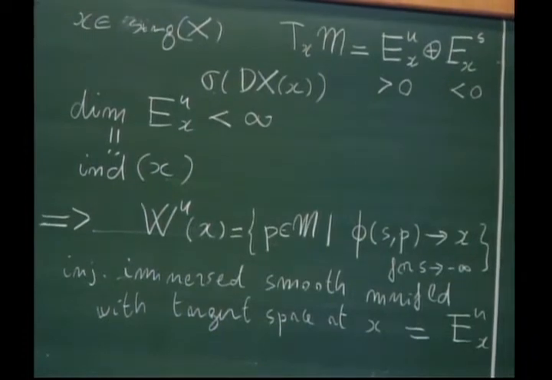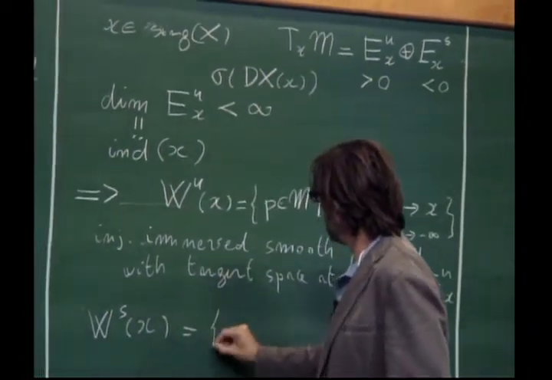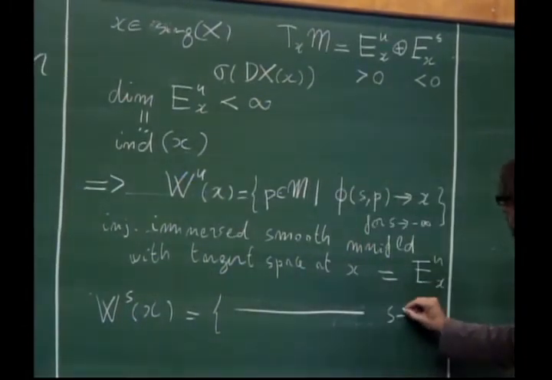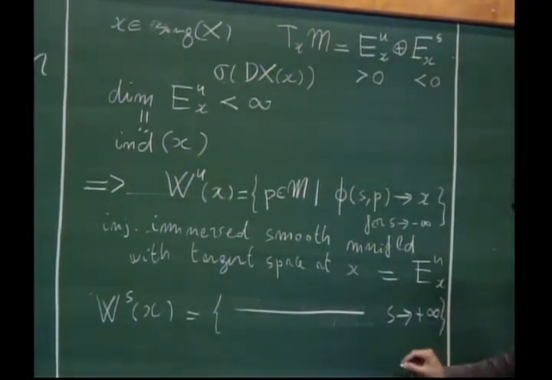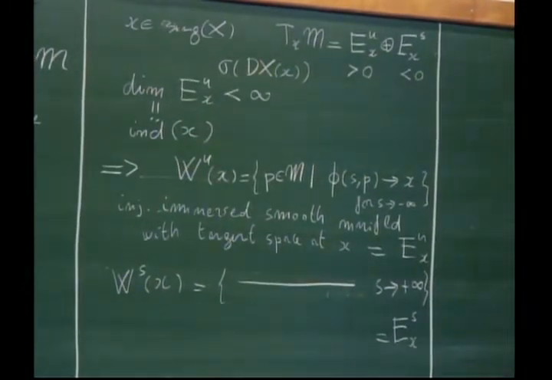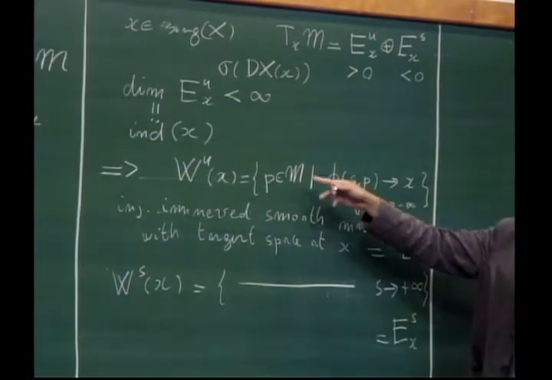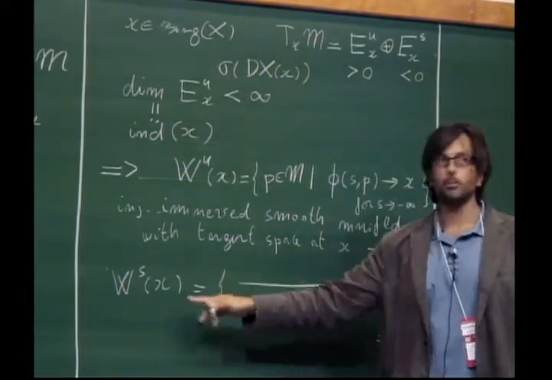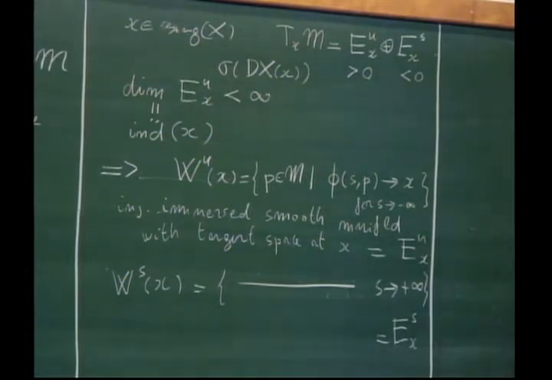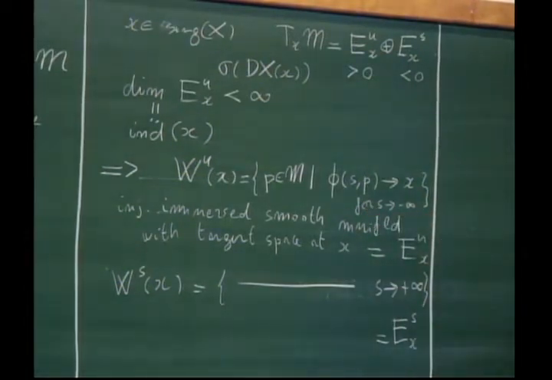And the same is true for the stable manifold, where the definition is the same, but s goes to positive infinity. And here you get that the tangent space is the stable space, E^s_x. So in our setting, this unstable manifold will be finite dimensional because the index is finite. And instead, the stable manifold will always be infinite dimensional, but with finite codimension. And they are, for now, smoothly immersed submanifolds.